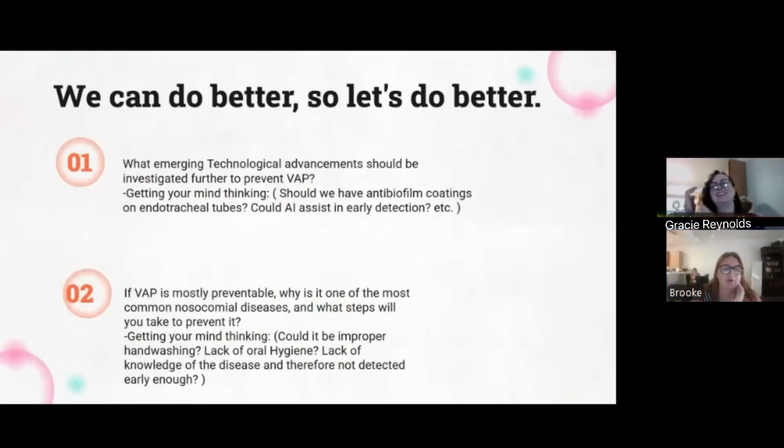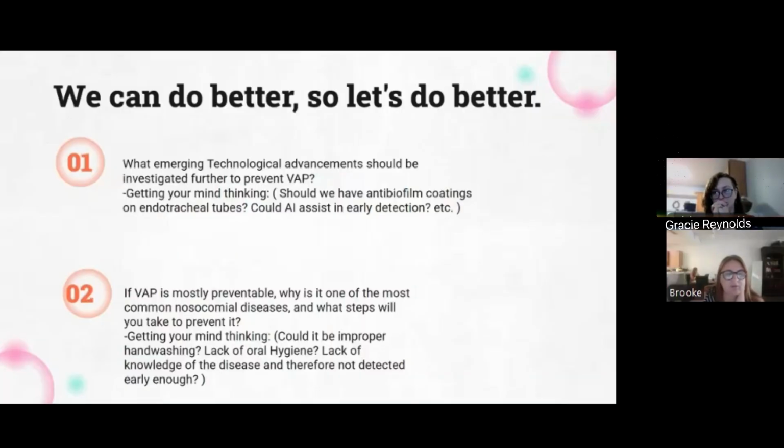The questions we have are tailored around the belief that we, as healthcare workers, are the future. So let's discuss some topics on what we can do to do better in regards to technological advancements or personal responsibilities for prevention of VAP. Our first question we would like to ask you is what emerging technologies should be investigated further to prevent VAP? Some questions that may help your mind start thinking are, should we have antibiofilm coatings on endotracheal tubes? Could AI assist in early detection?